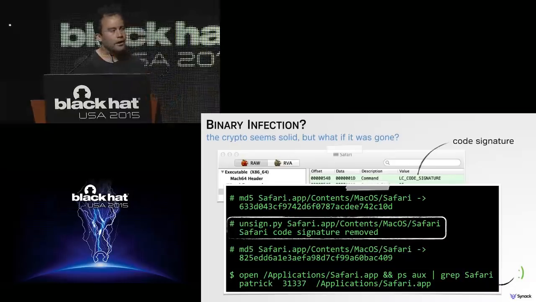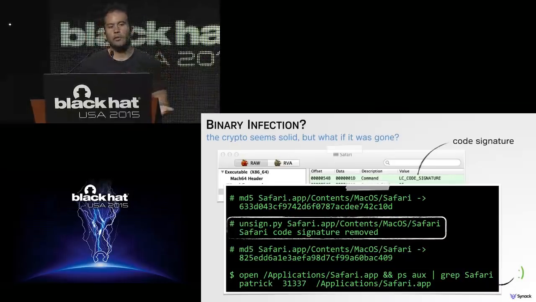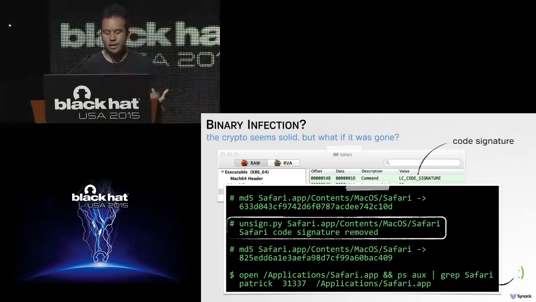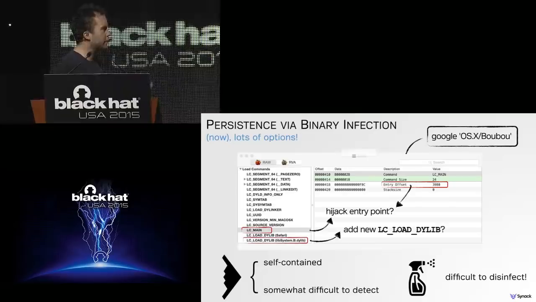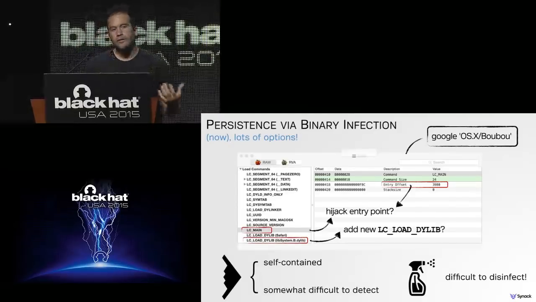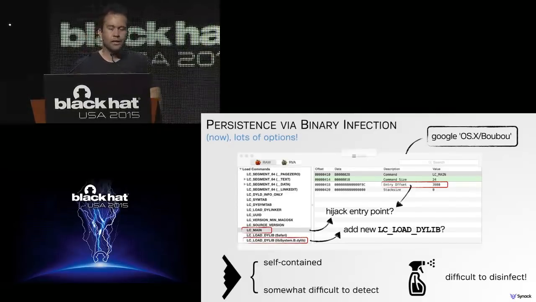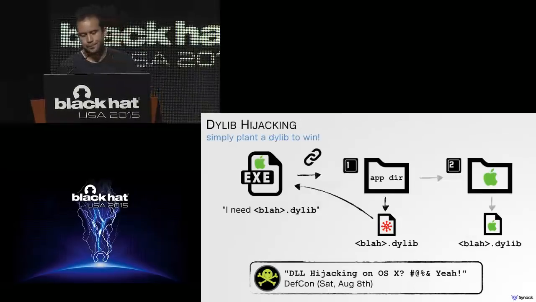So here we have Safari. There's the original hash. We remove the signature block, inject some viral code. The hash obviously changes, but then we're allowed to run it, no questions asked. So now we can infect away. Now there's a myriad of ways that you could infect a Mach-O binary. It could be a talk unto itself. But some basic ideas, you could obviously hijack the entry point. You could add a new dependency. And again, the benefits of this: it's self-contained, somewhat difficult to detect, and also difficult to disinfect.